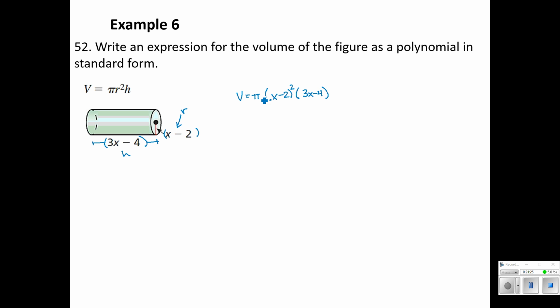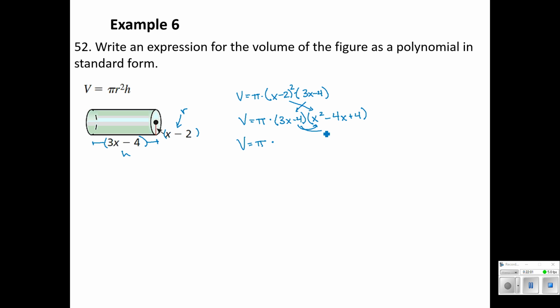Now pi is a number, and we're going to leave that factored out. For now, we want to combine these binomials together. Now it doesn't matter what order I multiply two things together. The associative property guarantees that the product will be the same. So I'm going to move to 3x minus 4 first, and that's just for organizing, because this x minus 2 quantity squared, we can use our shortcut for that. And let's use our distributive property.